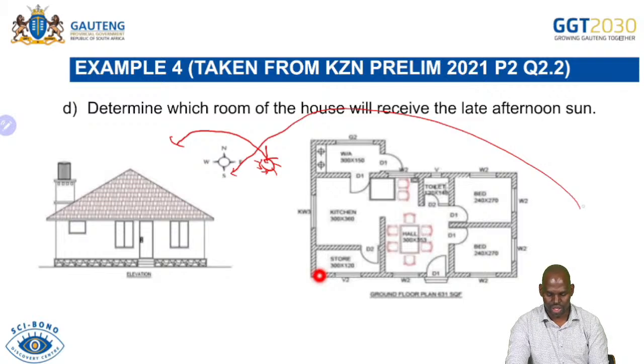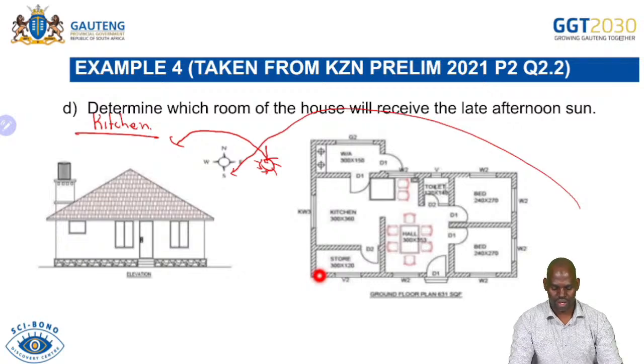So it means in the morning, the sun will be on this side. And then during the day, it goes up. Then late in the afternoon, it's on the western side of the house. So the question is determine which room of the house will receive the late afternoon sun. Now we have to check. In this case, it will receive the sun through the window, obviously. So that will be the kitchen.